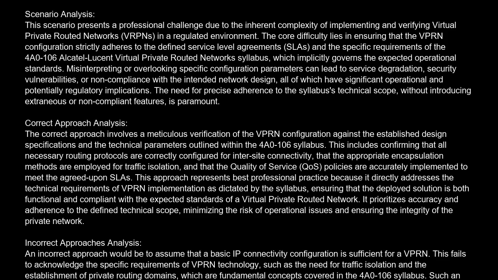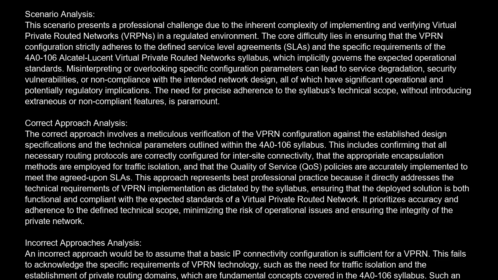agreed-upon SLAs. This approach represents best professional practice because it directly addresses the technical requirements of VPRN implementation as dictated by the syllabus, ensuring that the deployed solution is both functional and compliant with the expected standards of a virtual private routed network. It prioritizes accuracy and adherence to the defined technical scope, minimizing the risk of operational issues and ensuring the integrity of the private network.